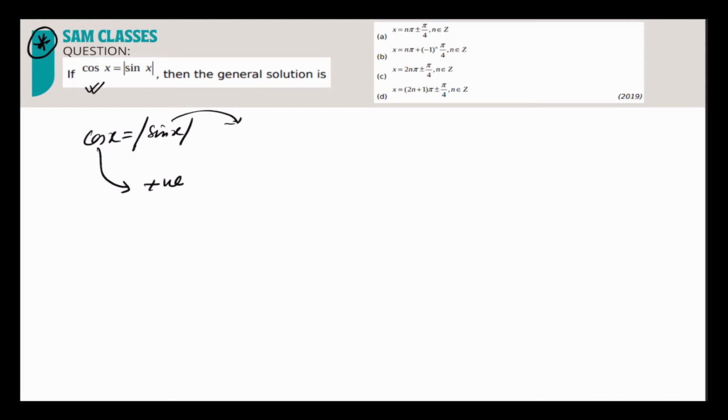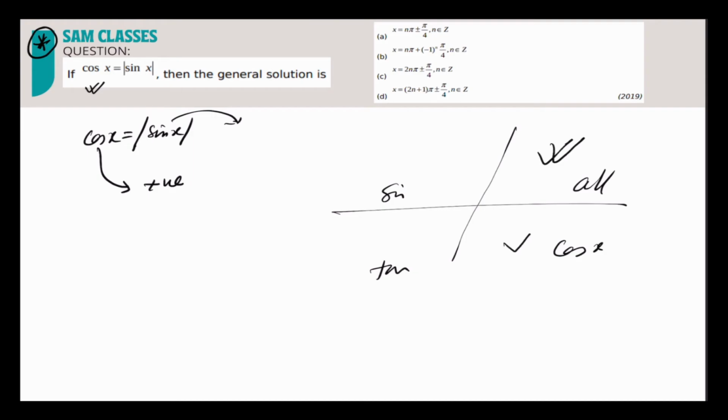So where is cos positive, student? All sin, tan, cos. Which quadrant? First quadrant or the fourth quadrant, correct? So we know that in the first quadrant and fourth quadrant the cos value is positive. Okay. So for which values will these two be equal? For pi by 4, correct. Now let's see how we solve it: every value remains the same, pi by 4, pi by 4, pi by 4.